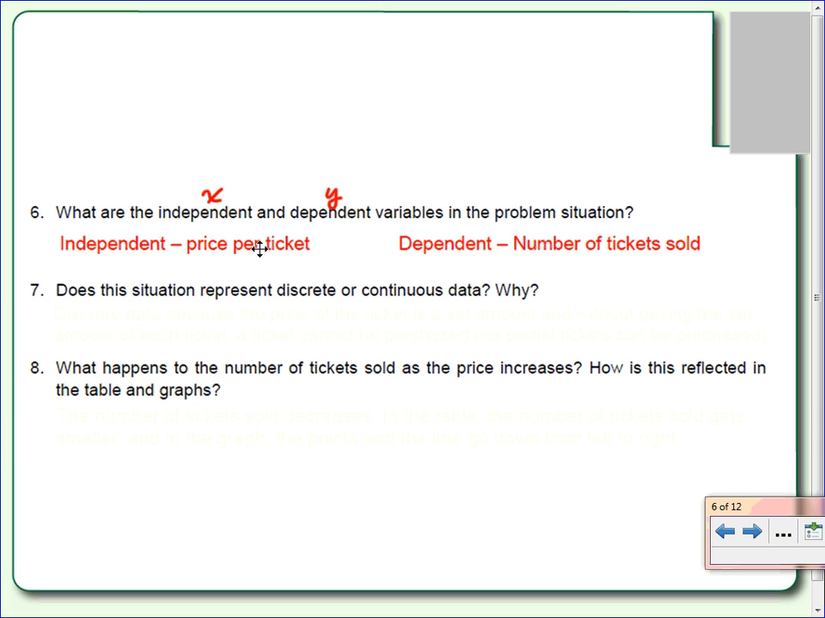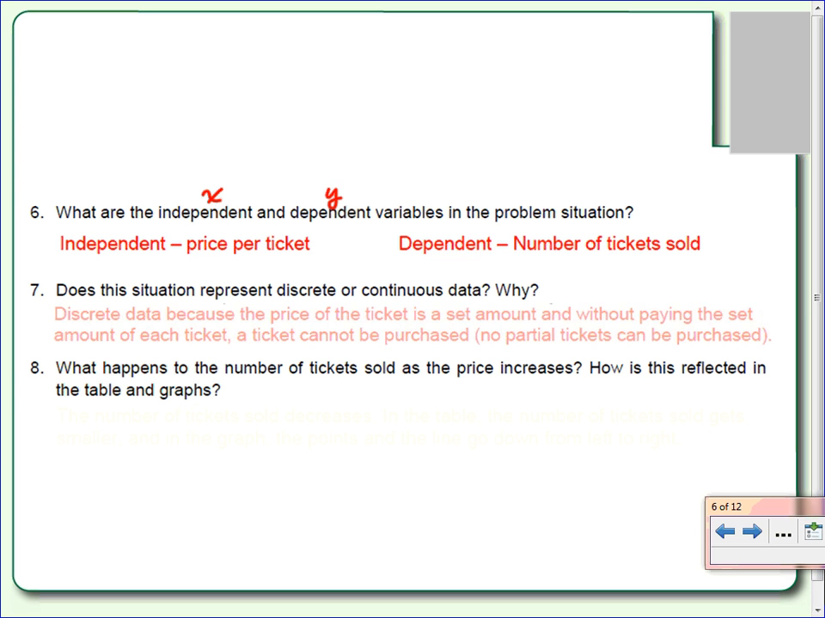All right, next one. Does the situation represent discrete or continuous? Well, remember, discrete is individual points, dots that are not connected. Continuous means that the dots are connected. So what do we have here? Look at the graph. Are the dots connected or are they not connected? They're not connected. What do you call it when the dots are not connected? Discrete. Okay? It's discrete. Now, I'll let you shorten that, guys. All I need you to put down for me is that it's discrete because the points are not connected.